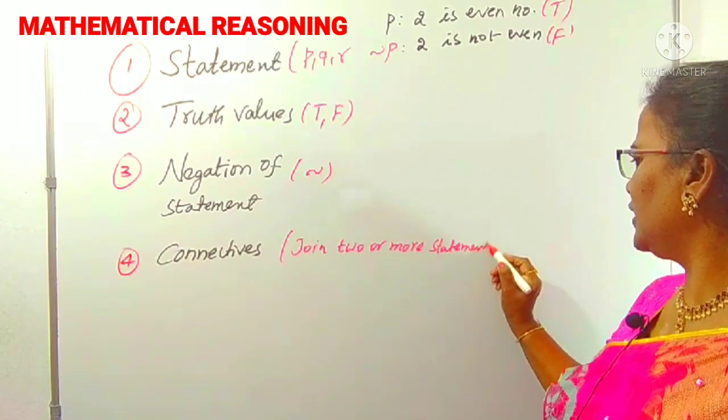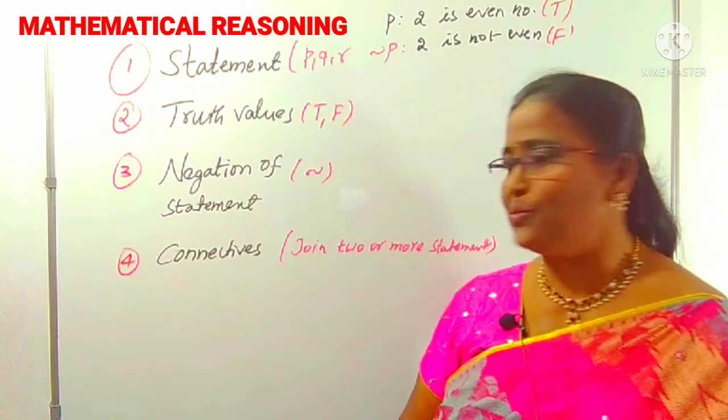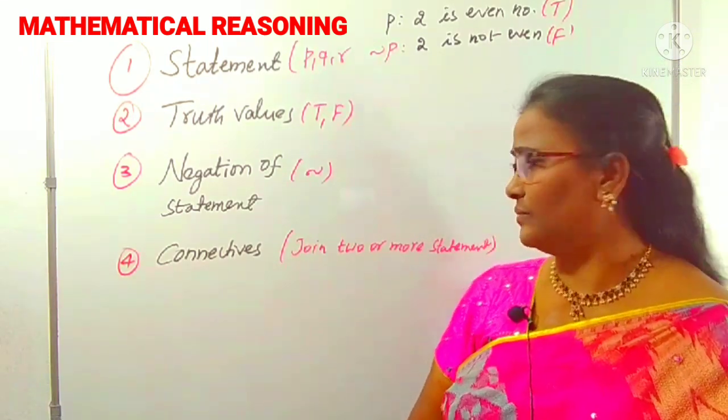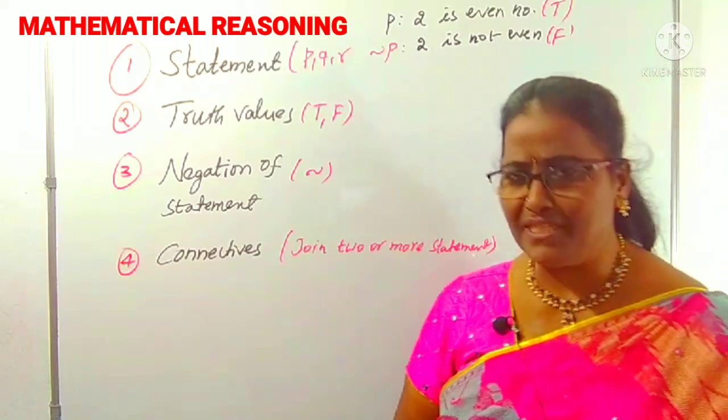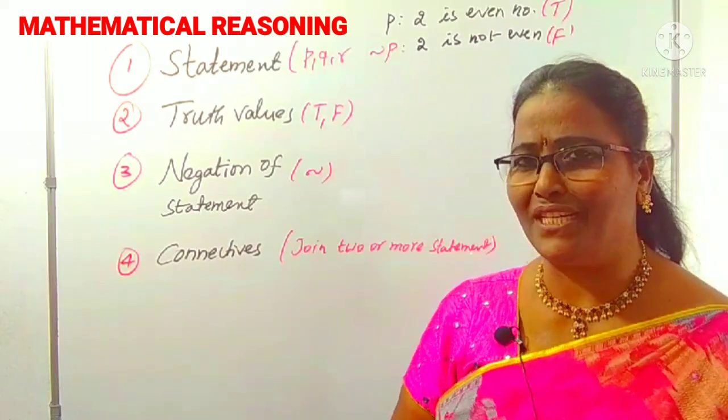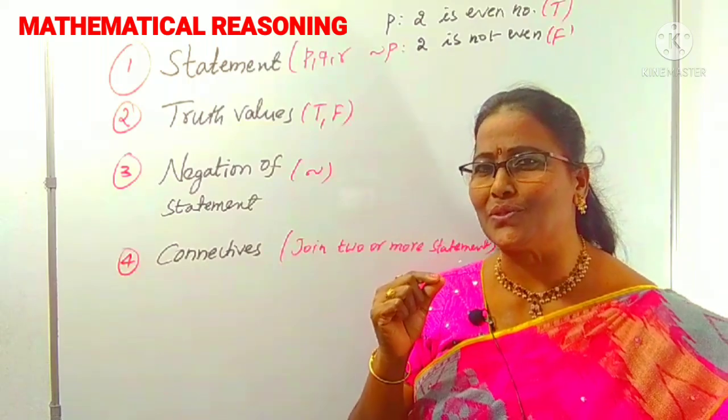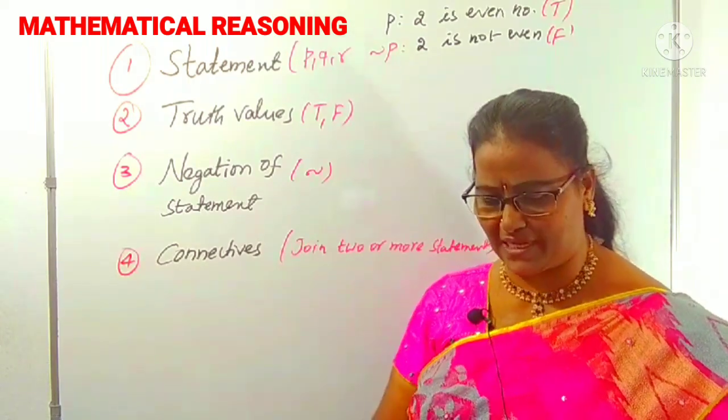Okay, now in between two or more statements we are using the connectives to join them. There are four types of connectors. Those are very, very important, and you have to know their alternate names as well as their symbols.